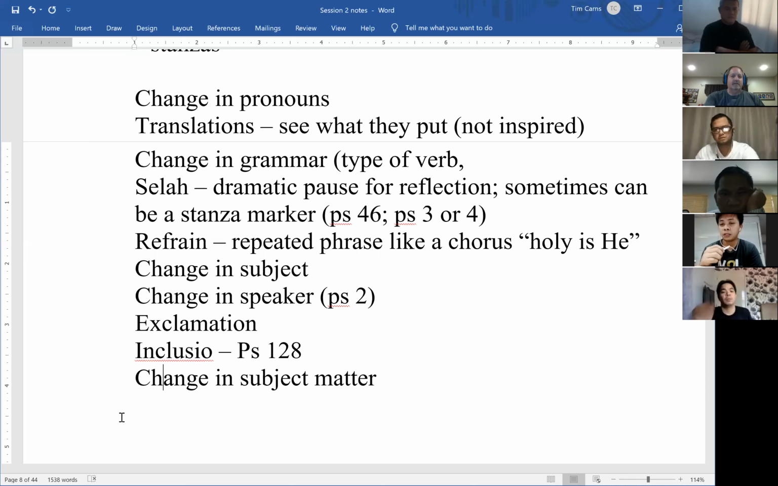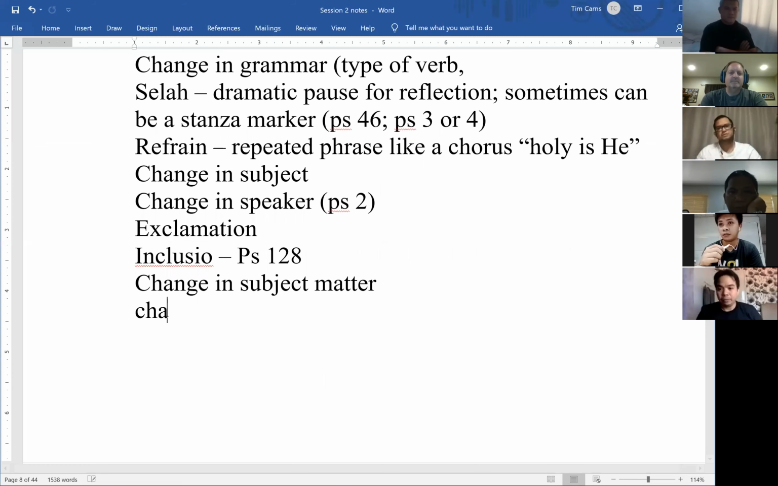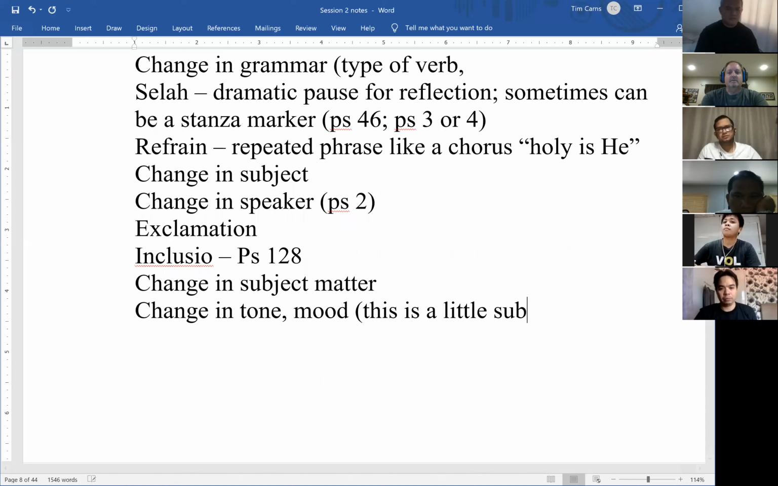Change in tone or mood. Sometimes, yeah, change in tone. And this is a little subjective, but it should support what you see. If you mark out some stanzas, it should support that, okay?